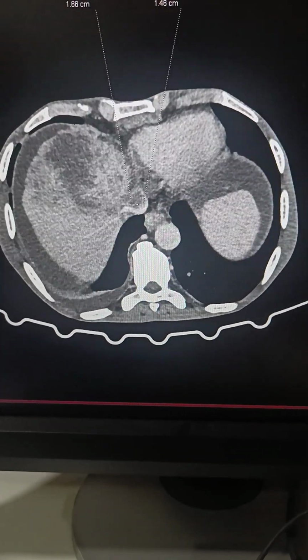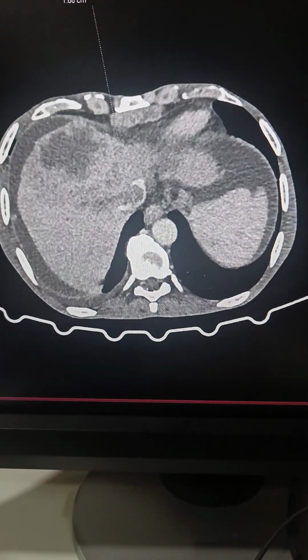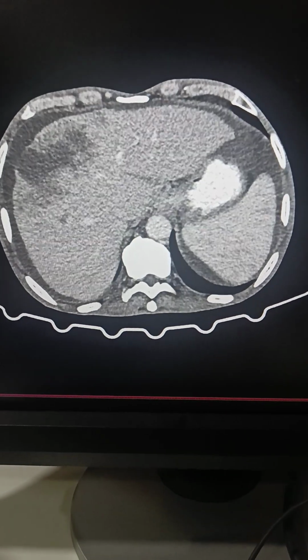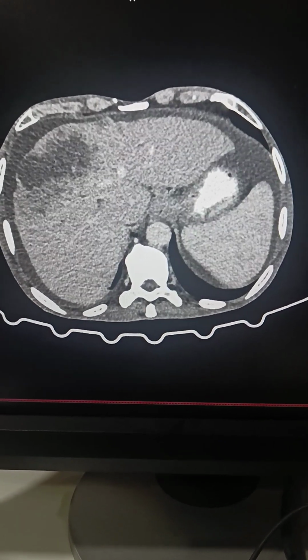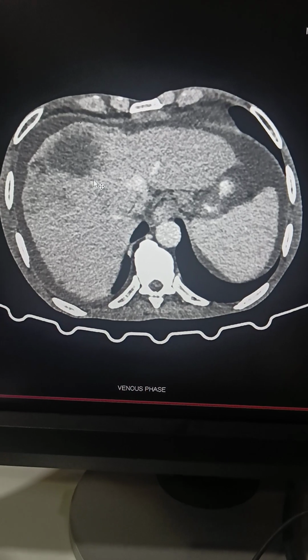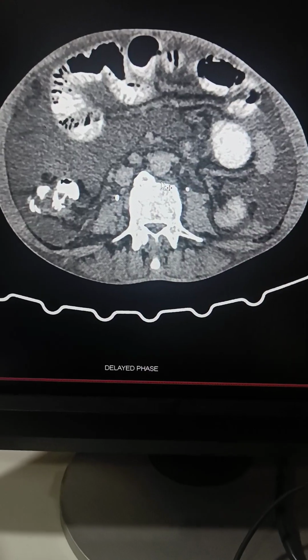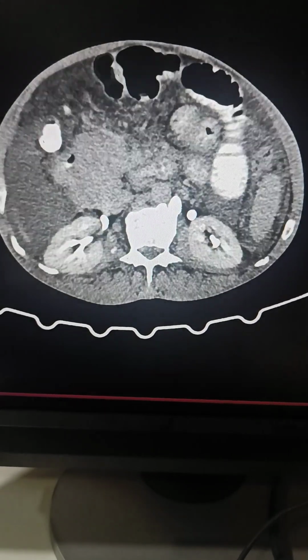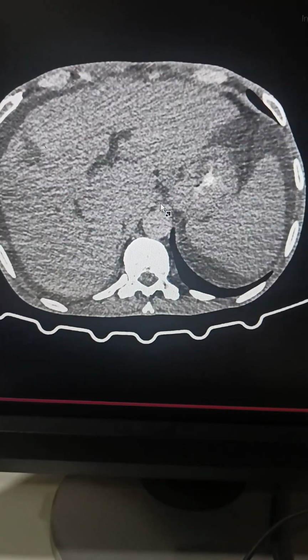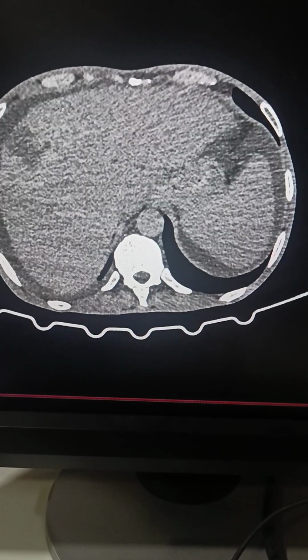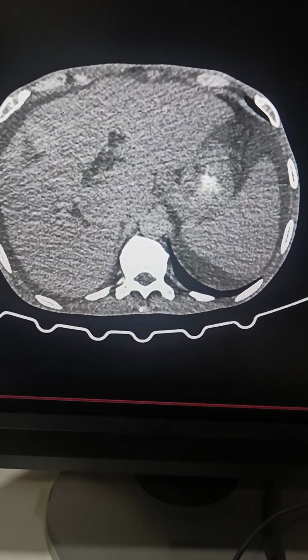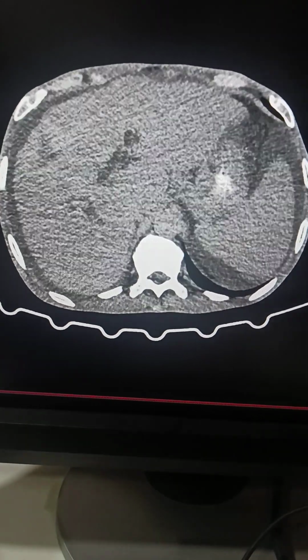Post contrast, this lesion appears hypodense on the arterial and the portal phase. This is the venous phase, and shows the filling in a delayed phase. This is the delay phase of the same patient. Here we can appreciate that on the delay phase there is a filling of that lesion which was appreciated hypodense on the arterial, portal and the venous phase.